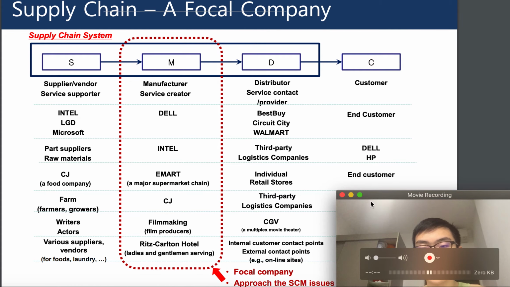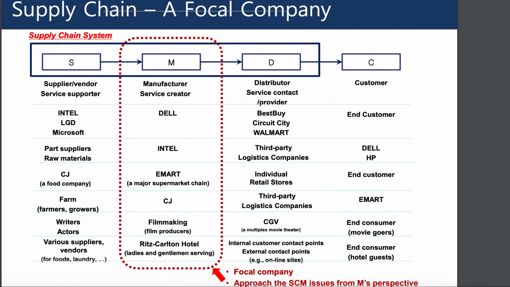So here are just some examples. Okay, here are some examples of a supply chain. Let's take the example of Dell. Dell is a manufacturer of different computers, and it may acquire some raw materials even from Microsoft, because although Microsoft makes computers, it also makes chips.